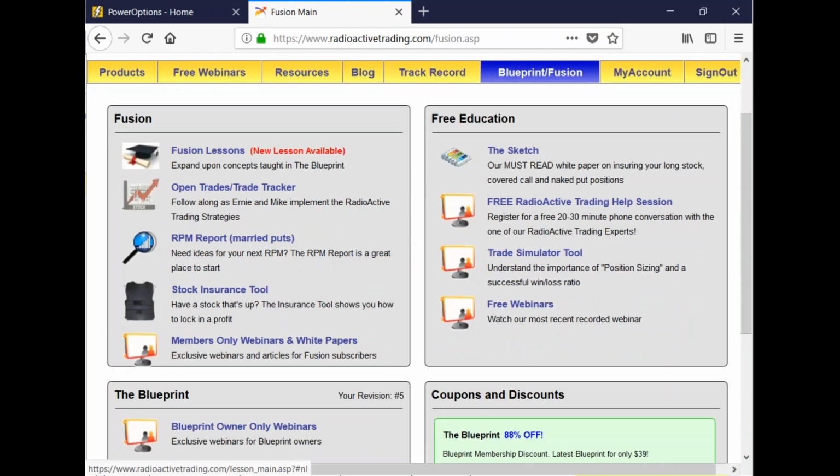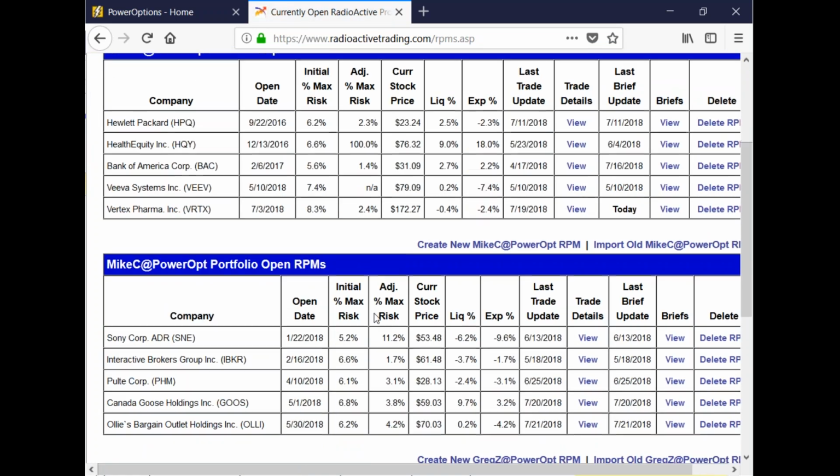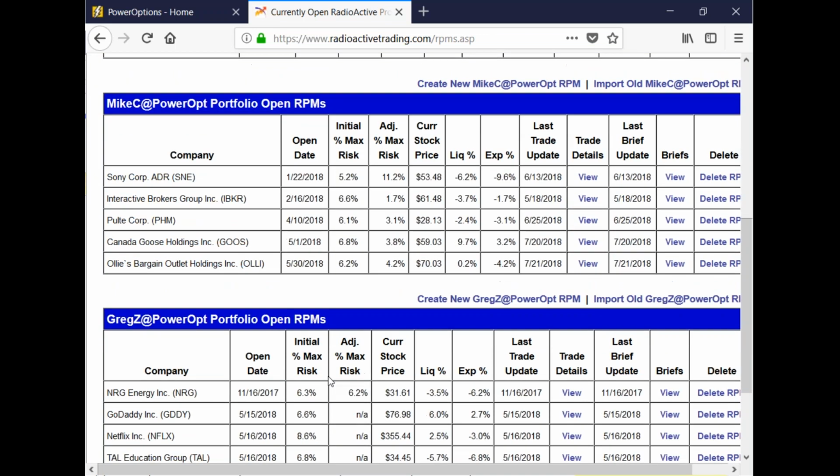On the Fusion subscription, you have a variety of lessons to help you master the techniques in the blueprint. The RBM report to find your own trades. It's also similar to the Power Options search for married puts, the default criteria that's listed. However, you can't make any adjustments to the criteria on this one as you can on Power Options. The stock insurance tool, members only webinars and white papers, and then of course the open trades and the trade tracker where Ernie, myself, and Greg currently post our active radioactive positions.